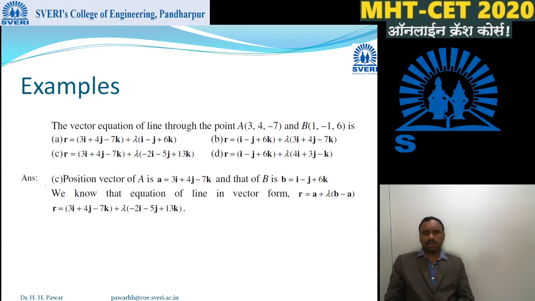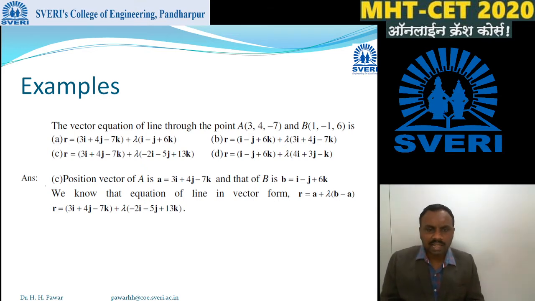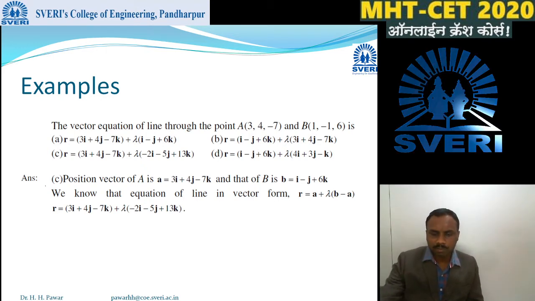So first find out b bar minus a bar is equal to i minus 3i, that is minus 2i, minus j minus 4j is equal to minus 5j, 6k minus minus 7k is equal to 13k. So option should be r bar is equal to 3i plus 4j minus 7k plus lambda into minus 2i minus 5j plus 13k. That is option C is correct choice for this question.